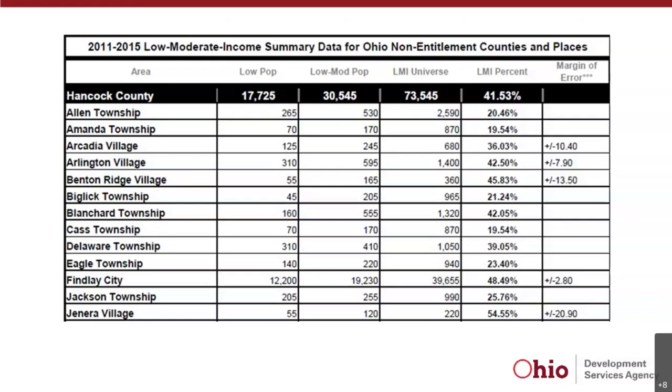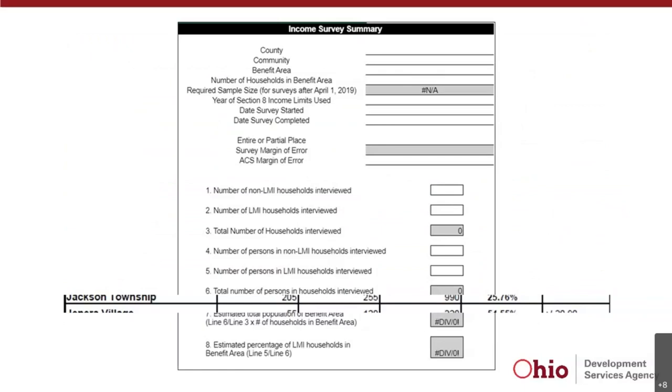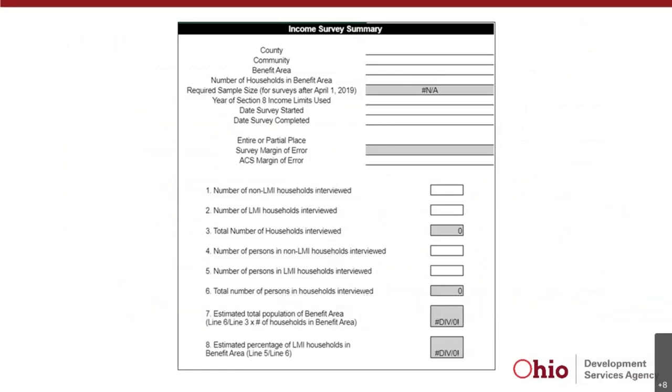This next slide is a screenshot of the updated income survey form that includes the margin of error calculation. This form is also included in Policy Notice 1902.